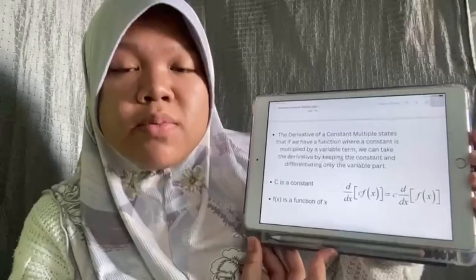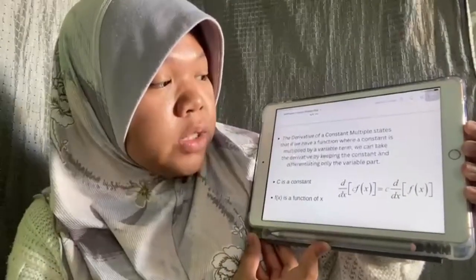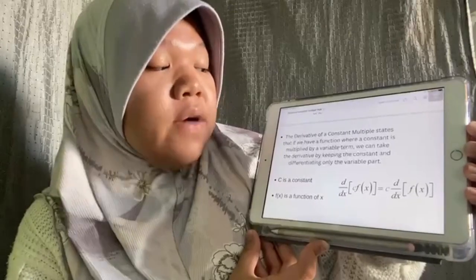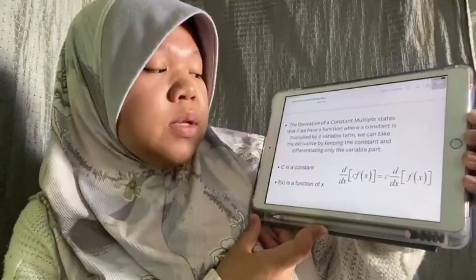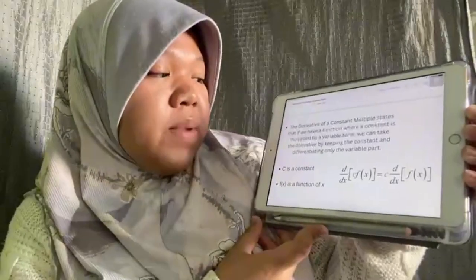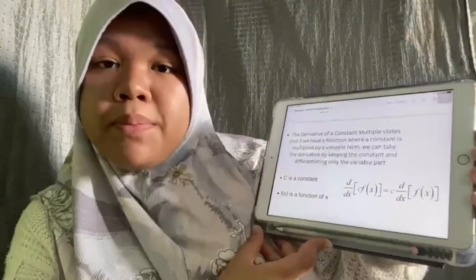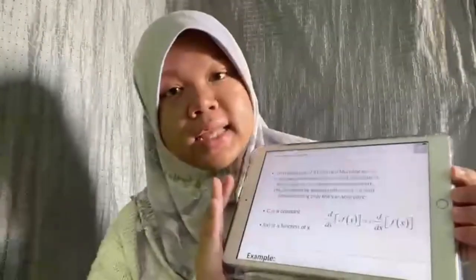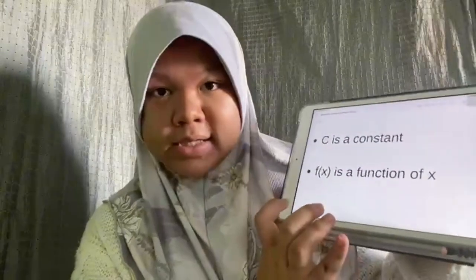So, ang derivative multiple rule is the derivative of a constant multiple states that if we have a function where a constant is multiplied by our variable terms, we can take the derivative by keeping the constant and differentiating only the variable parts. Guys, lagi nating tatandaan na ang c is a constant and f of x is a function of x. So, let's move on naman sa example.